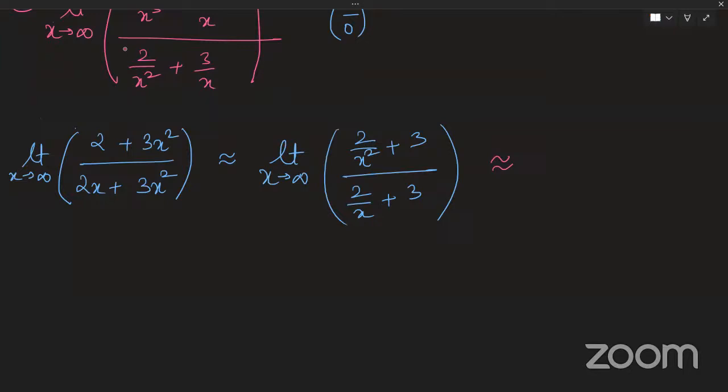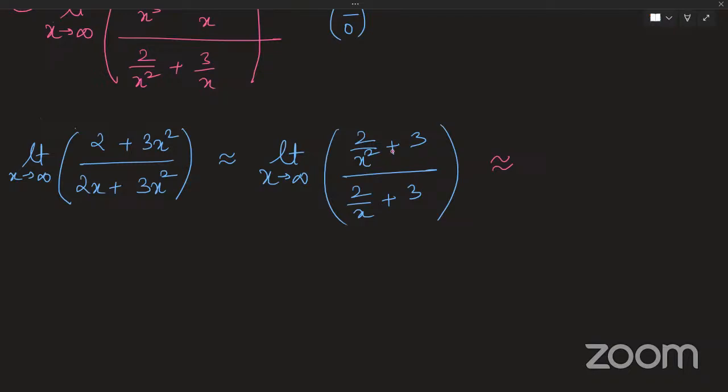Gayatri, which form is this? Substitute your x as infinity. 0 by 0? Anyone else? Who would try? Bhavna? 0 by 0? Everyone says 0 by 0, sure? Look again. Infinity by infinity, sir.